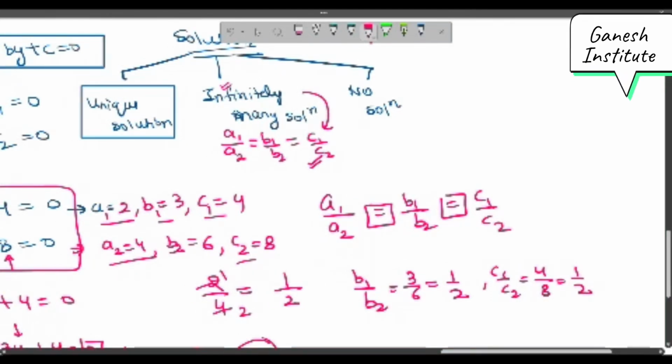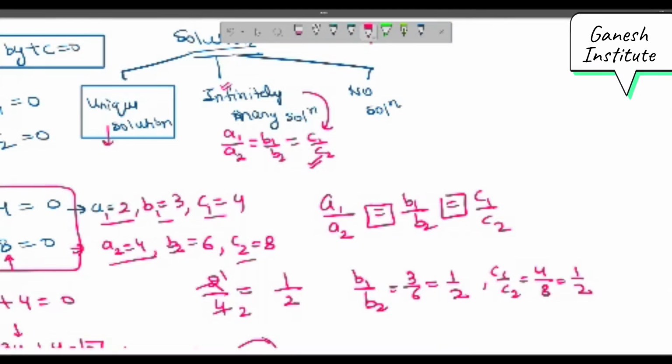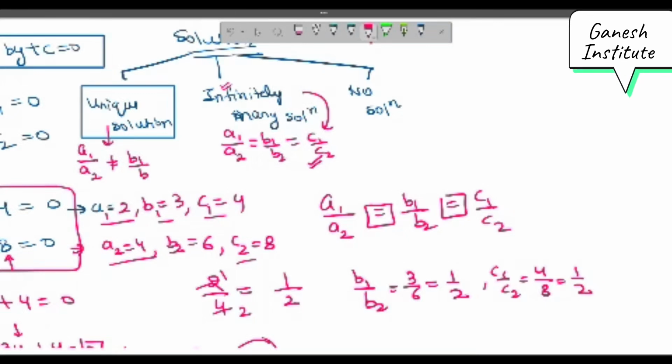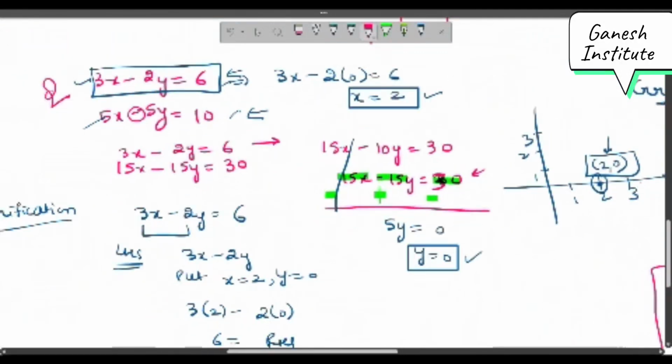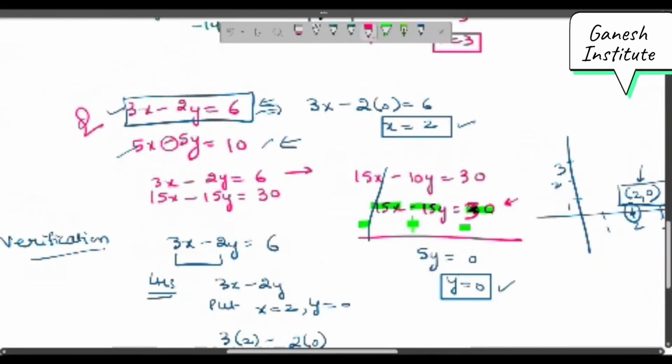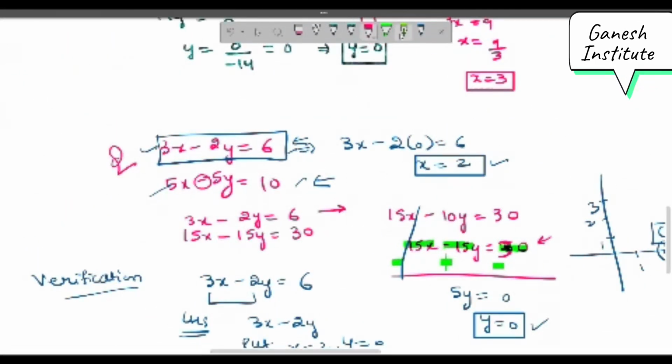Now for unique, that is only one solution, exactly one solution, you need to have all of them as unequal ratios. So for instance, you solved this and you found one solution. Could you please help me in getting A1, B1, C1 for the first equation?